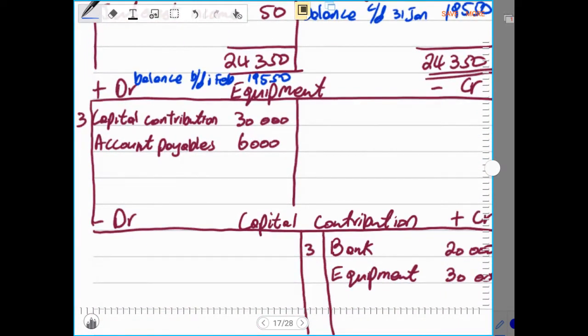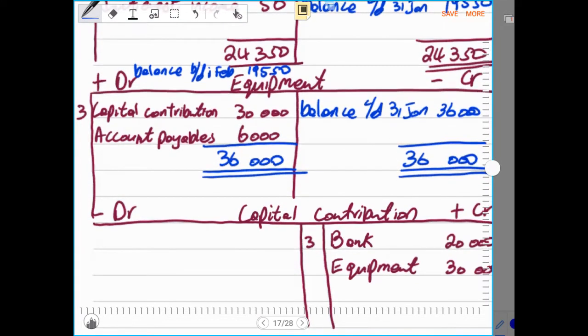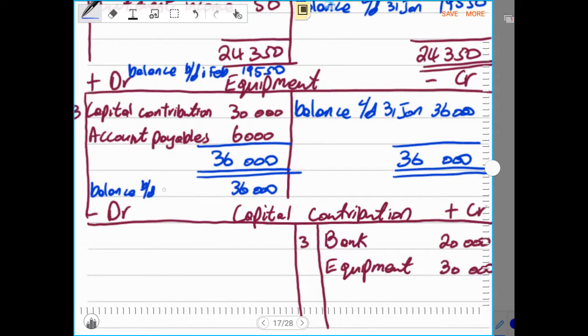Then now we go to the equipment. For equipment, we take the bigger side, and there's only one bigger side, the debit side, because on the credit side we have nothing. So we say 30,000 plus 6,000 will give us 36,000 rands, and this will be 36,000 rands. That means our balance will be balance carried down on the 31st of January, and it will be 36,000 rands, and it will be 36,000 rands again. This will be balance brought down on the 1st of February, beginning of the next month.